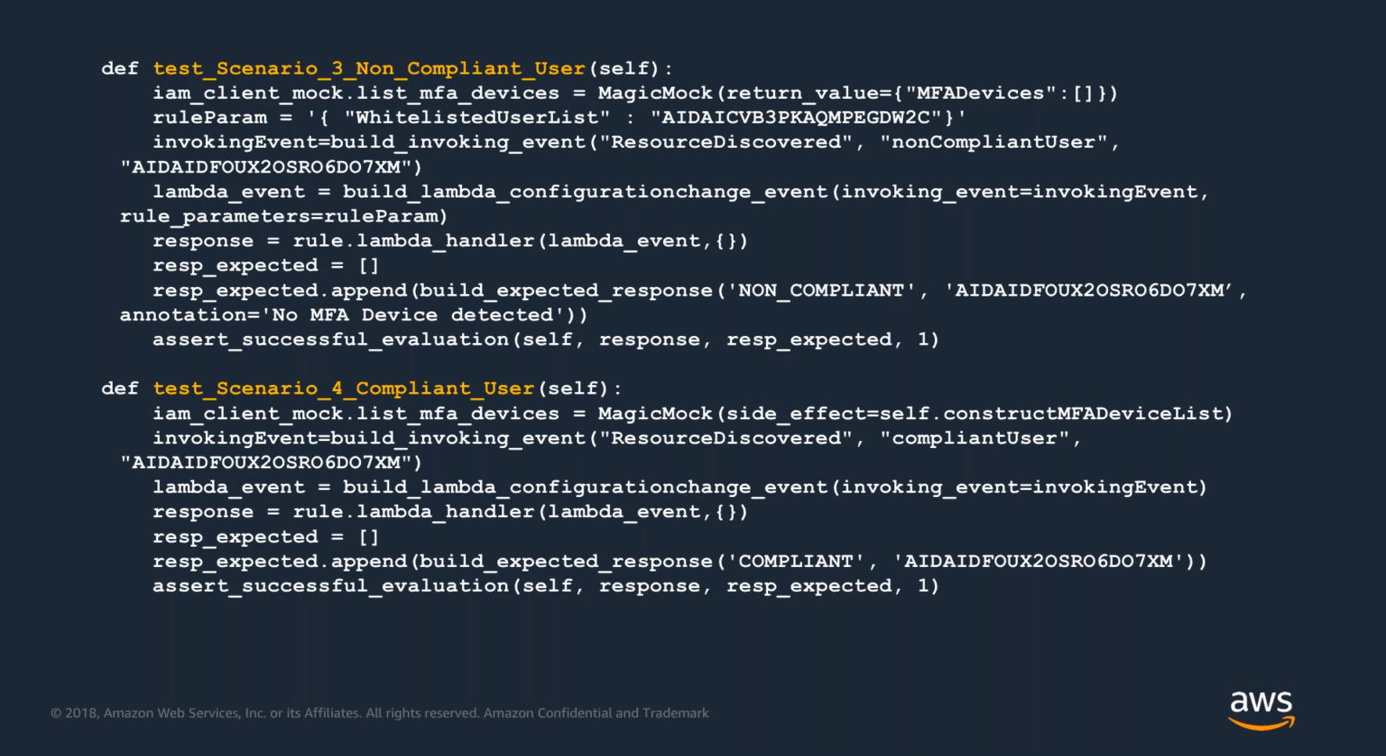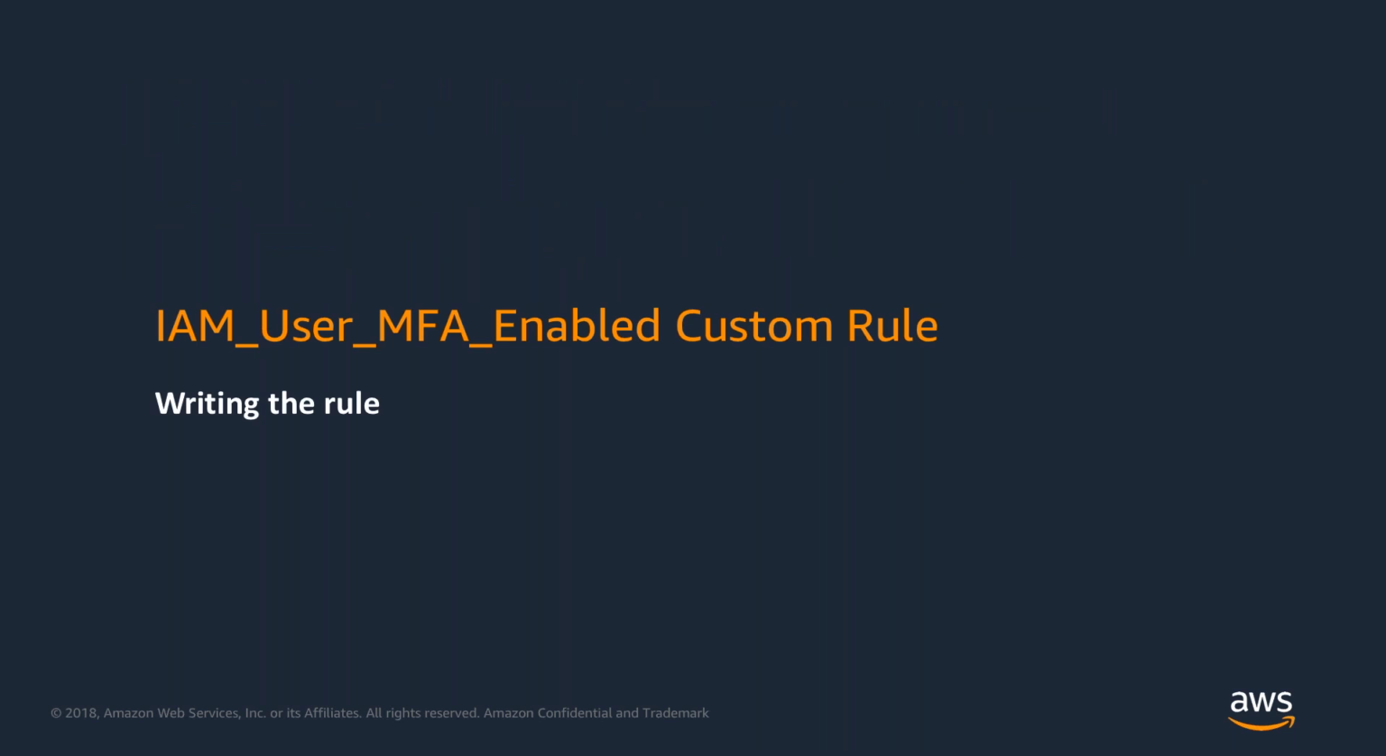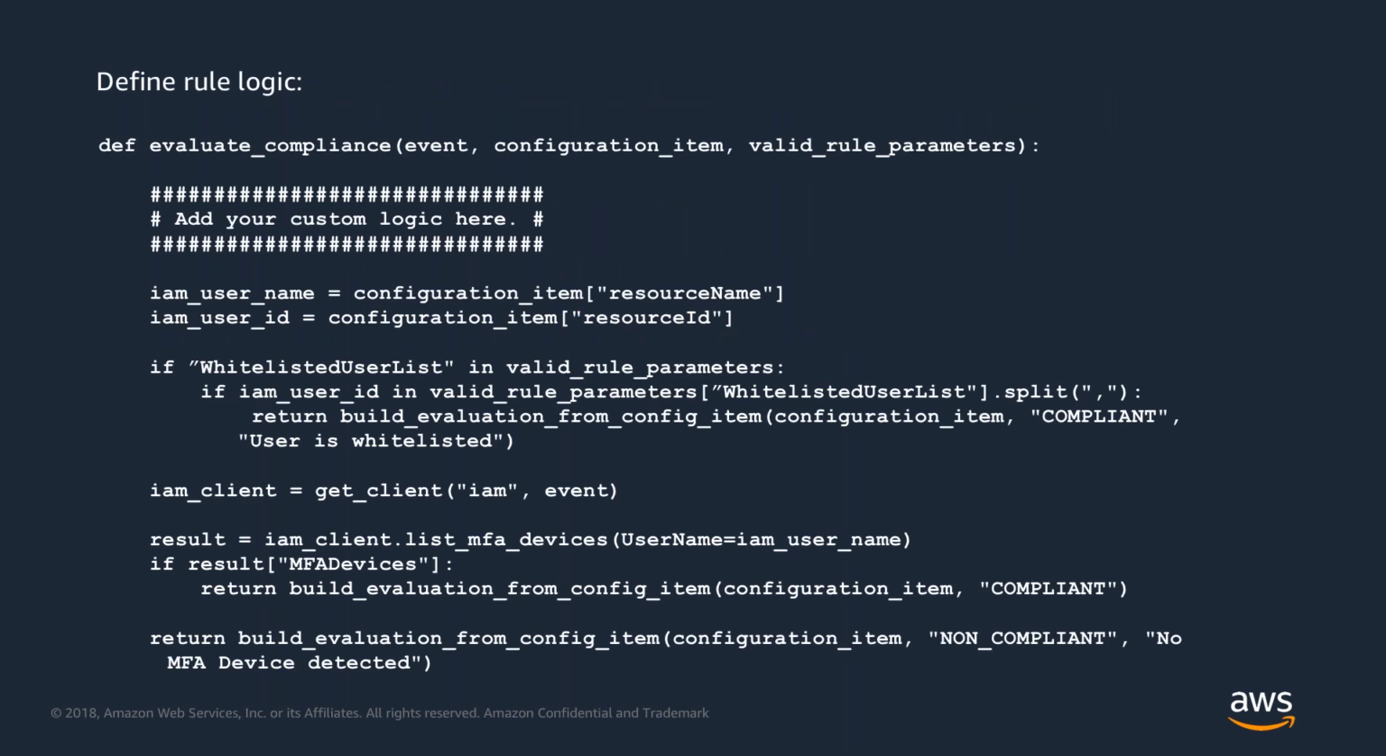And then here we have the last two scenarios as well, where there was no parameter whitelist, and essentially it handles the compliance and non-compliance results within the test cases. So please feel free to go through this in your own time. The slides will actually be provided after this session. So now that we have our rules, our test cases defined, we're going to jump straight into writing the rule.